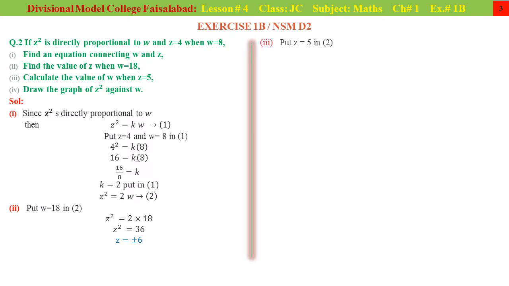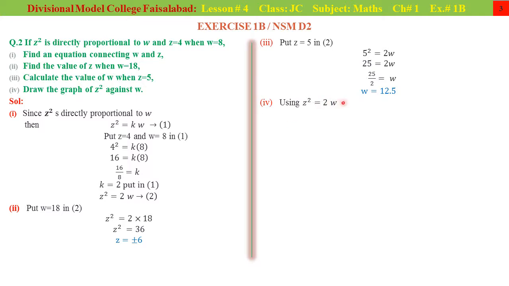Now its third part, we are asked to find the value of w when the value of z is equal to 5. So we will put this value of z in this equation number 2. 5 square, because z is equal to 5, is equal to 2w, and 5 square is equal to 25. So 25 divided by 2 will give us w, and 25 over 2 is equal to 12.5. So the value of w is equal to 12.5 when z is equal to 5. Now we will look at its fourth part, which is again a graph.